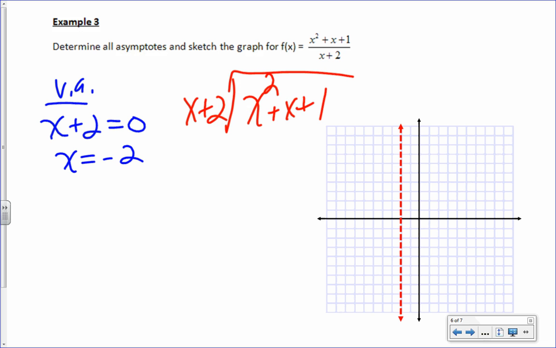Can we do synthetic on this one? This is a good question. We actually can if we wanted to, right? Because it is a 1x here, plus 2. It's not x squared. It's not something weird. So we can actually do synthetic, but I'm going to do it this way quick, and then we'll do it synthetic just to review both of them, okay?